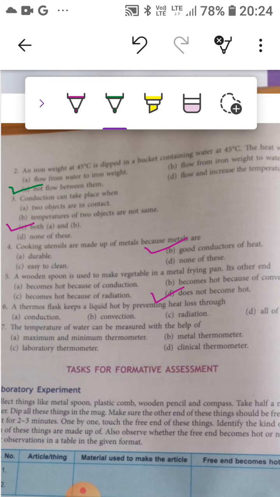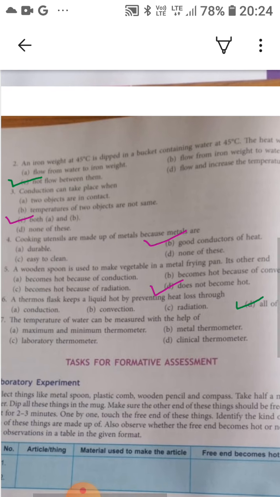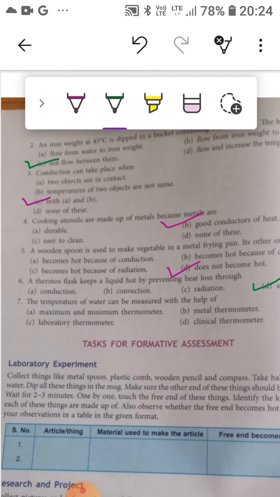Now the 6th, a thermos flask keeps a liquid hot by preventing heat loss through conduction, convection, radiation. D, all of these. Now the 7. The temperature of water can be measured with the help of laboratory thermometer. So C is the correct for the 7.